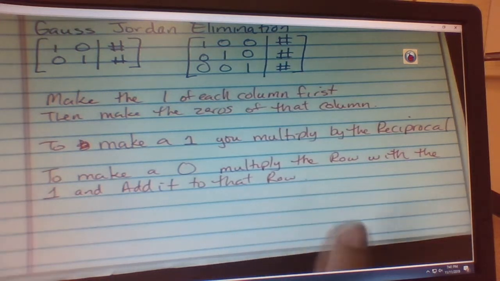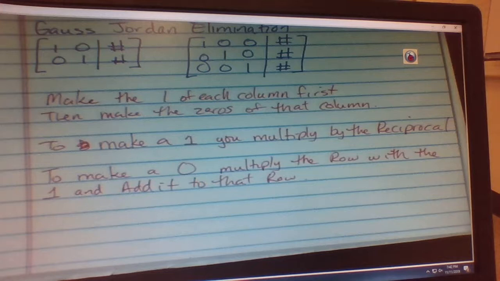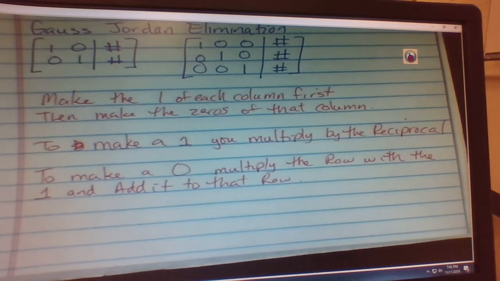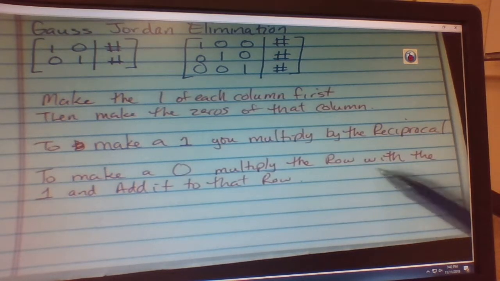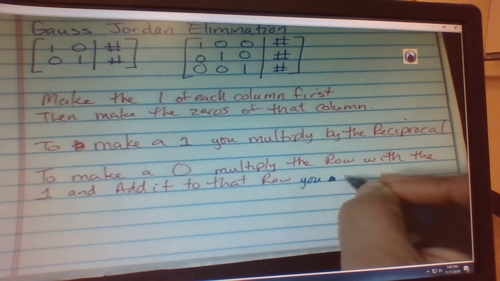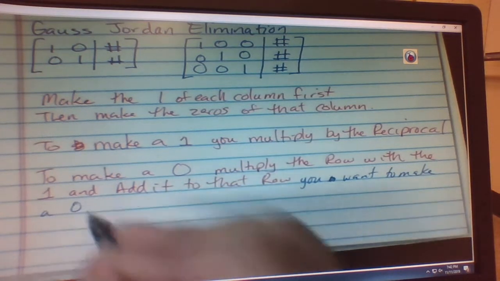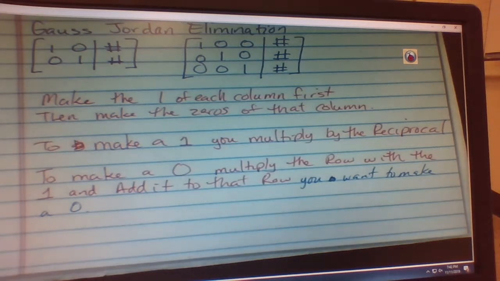I didn't explain this in my morning class, but I'm throwing it out there because I think it would be helpful. Maybe we'll come back and change the wording, but once we actually practice the problem, we'll see if it works. To make a 0, multiply the row with the 1 and add it to that row. It might sound like you're adding it to the row with the 1, but you're not adding it to the row with the 1.